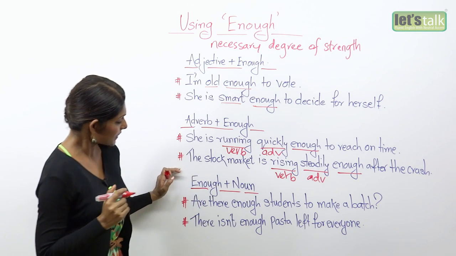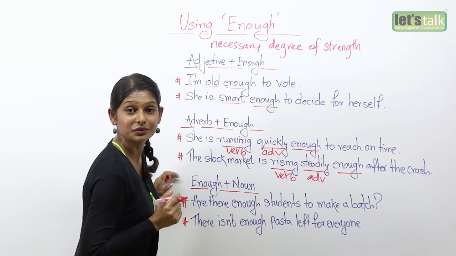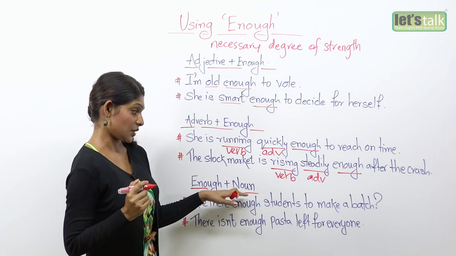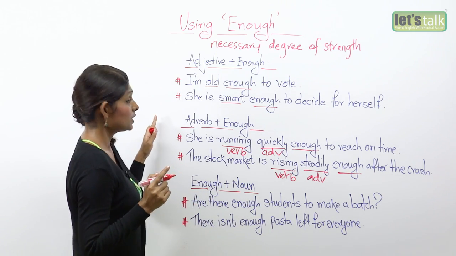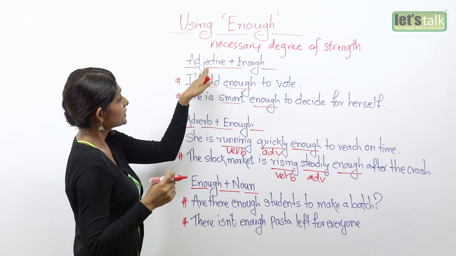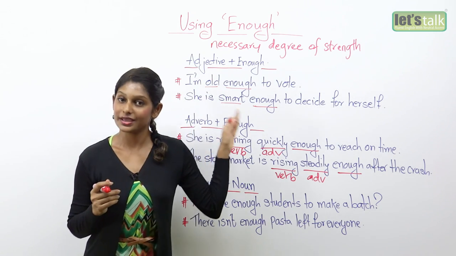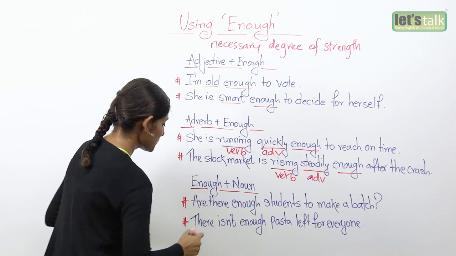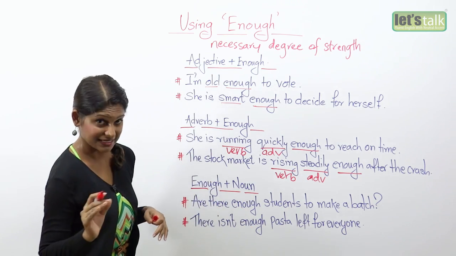Okay, now let's look at another part of speech, which is a noun. A noun is a naming word. So enough plus a noun. Now please remember, with the other two parts of speech, the adjective and the adverb, enough came after them, but in this one, enough will come before the noun. So let's look at the first sentence.